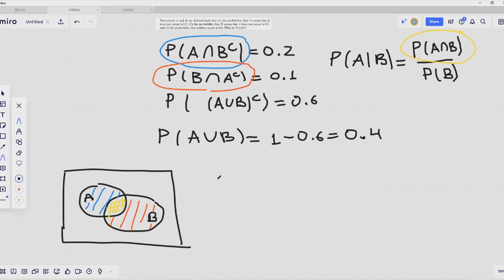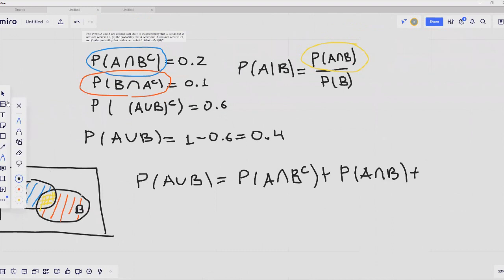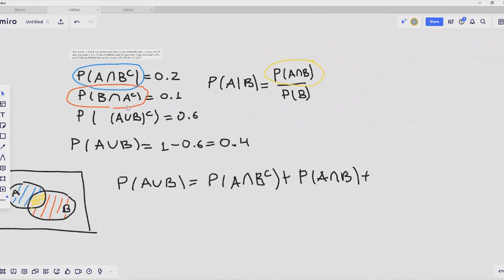All right, then we can express the probability of A union B as the union of these three mutually exclusive regions, meaning that the probability of A union B is equal to the probability of A intersection with B complement, this is the blue region here, plus the probability of their intersection, that yellow region here, plus the probability of B intersection with A complement, which is represented as the red region over here.